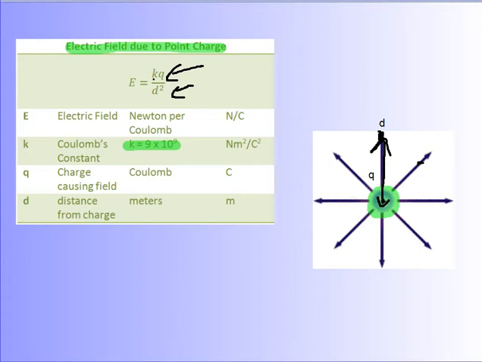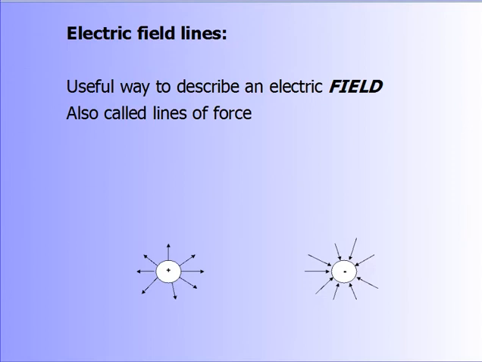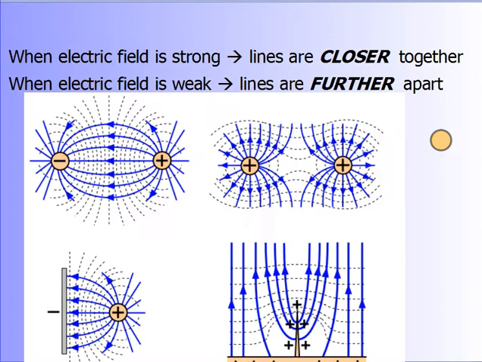Now, I've been drawing electric field lines, but I haven't been explaining them. Let's go over some rules for electric field lines. An electric field line is just a really good tool to describe an electric field without having to do a bunch of numbers. We also call these lines of force because it turns out they are actually force lines.